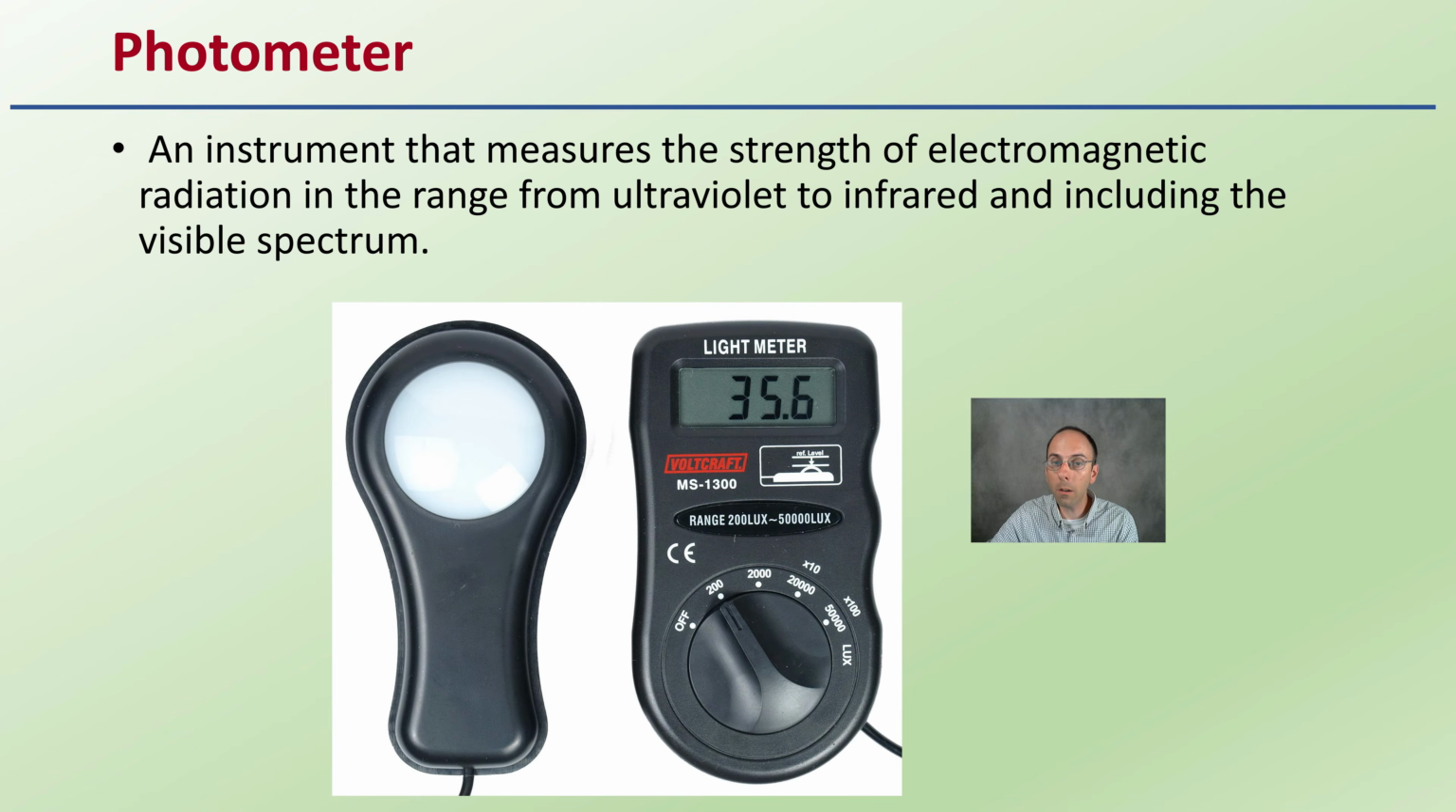There's also a photometer, as the name implies, photo meaning light. This is an instrument that measures the strength of the electromagnetic radiation in the range of ultraviolet to infrared, including the visible spectrum. So remember, the electromagnetic spectrum is quite broad. We're really looking at the visible light spectrum, plus or minus a little bit.